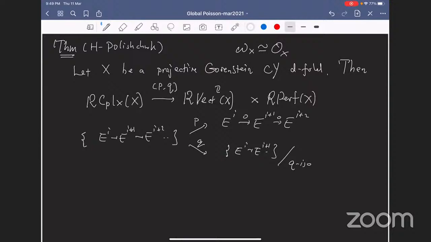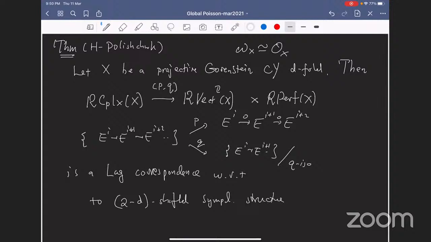And the main result is this is a Lagrangian correspondence with respect to the 2 minus d shifted symplectic structure on the target defined by PTVV.